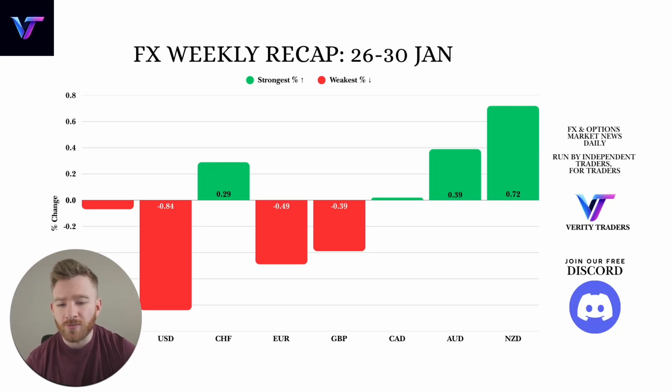Although the Australian dollar is starting to pull back, we do have a monetary statement next week. They're looking to increase rates. We'll look at the news. So that is the driver really behind the strength in the Australian dollar.